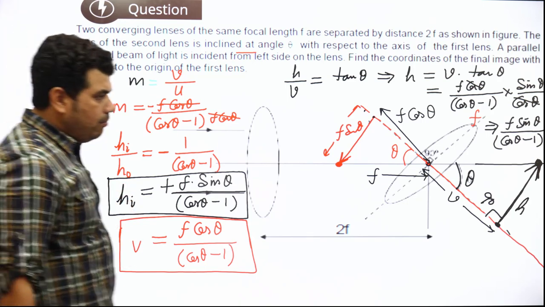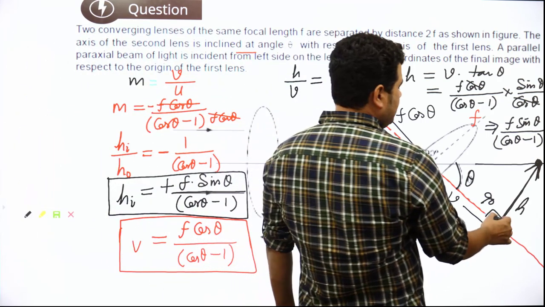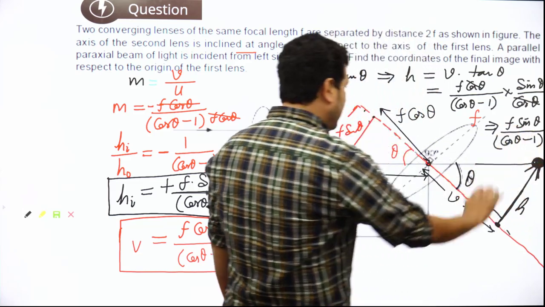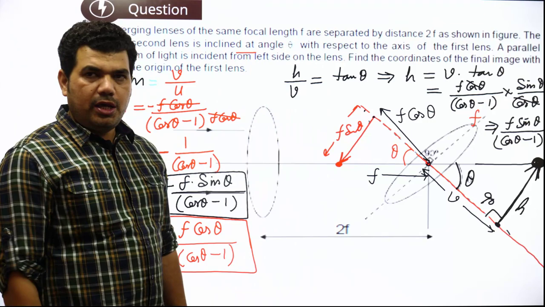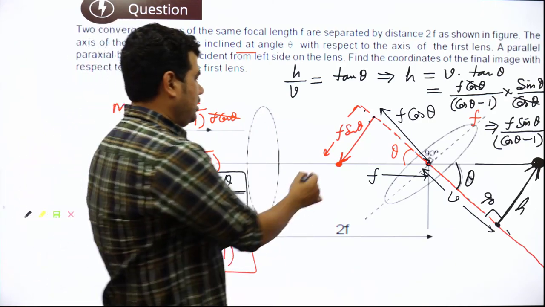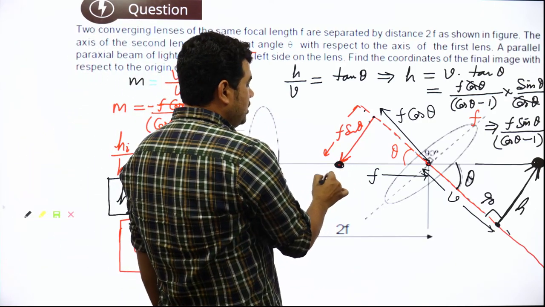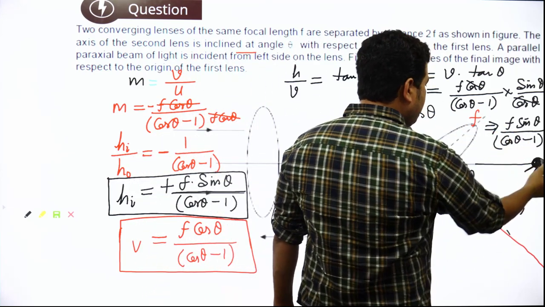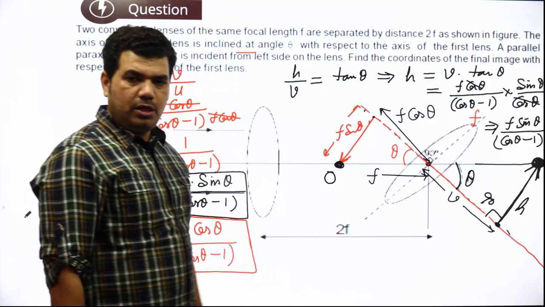If it is the same, then obviously you can say the image of that object is exactly at this point. If the image of this is the object, which is the vertex of this line, then the image is here, which is the vertex. Got my point? Very good.